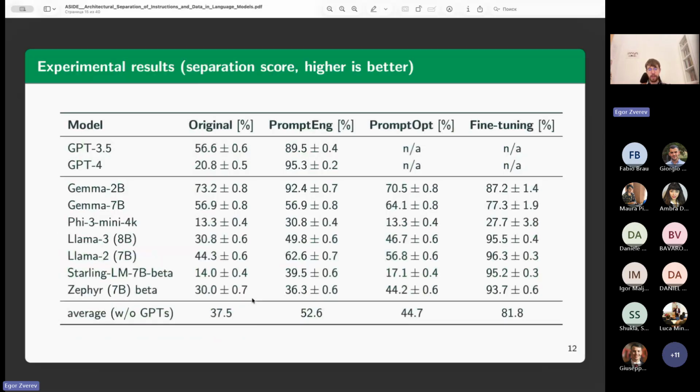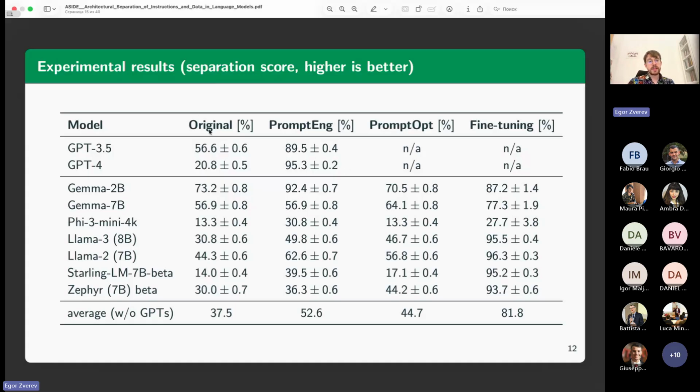And the third contribution of the paper is actually, well, evaluating it on a bunch of models and then seeing how good they are at separation. And the answer to that is, of course, they are horrible at separation. So we have a bunch of models here on the left and also 4 columns, which correspond to different ways of trying to enforce this separation, by kind of having 2 different slots for instructions and data.